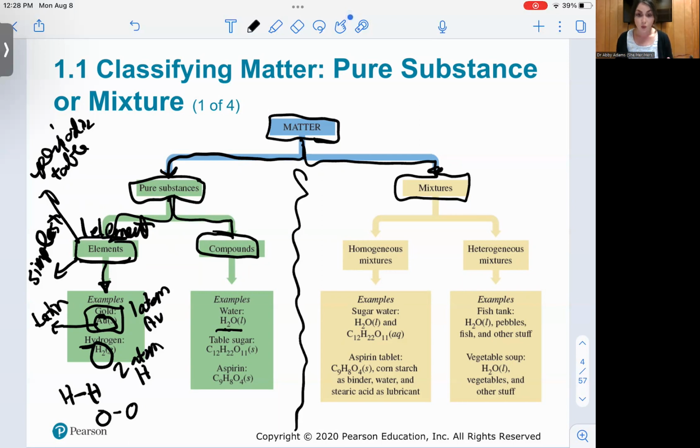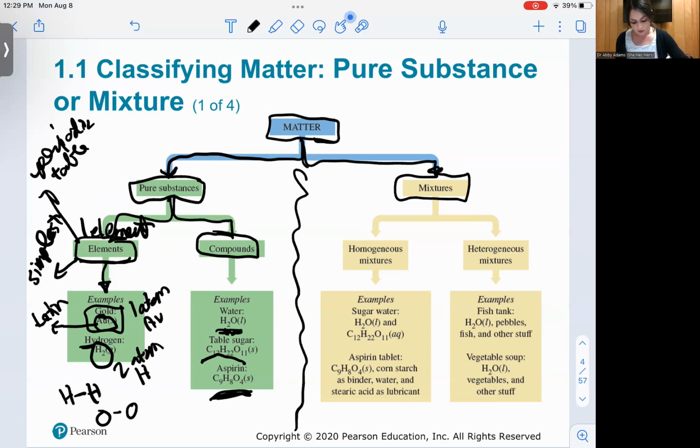That compound, water, that chemical formula, those symbols put together, is going to stay the same no matter where you go. Water is water. It's always H2O. Similarly with table sugar, C12H22O11. And here you have aspirin. That's not a tablet, that's aspirin, a compound. It's the same no matter where you go.